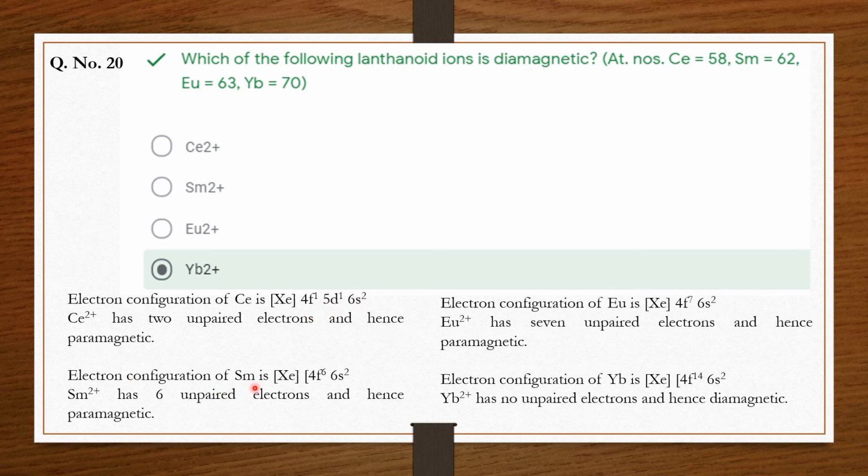In the case of samarium, the outermost configuration is 4f6 and 6s2. After losing the 6s2 electrons, it will have 6 unpaired electrons, so it is also paramagnetic. In the case of europium, the electronic configuration is 4f7 and 6s2. After losing 2 electrons, it will also have 7 unpaired electrons. But in the case of ytterbium, it is 4f14 and 6s2. So after losing 2 electrons, it will have a completely filled f orbital. There is no unpaired electron, hence this is diamagnetic in nature.